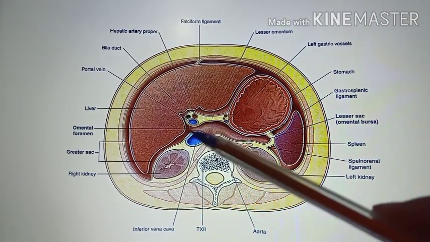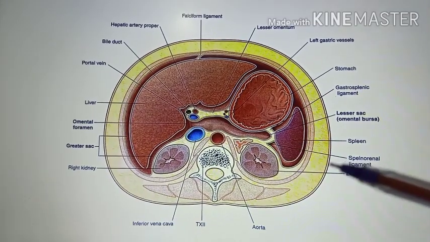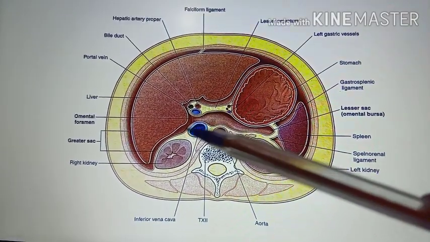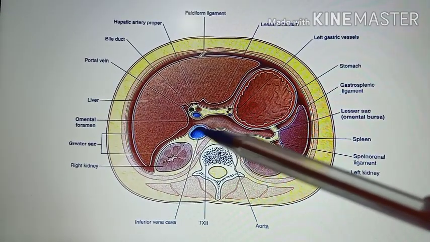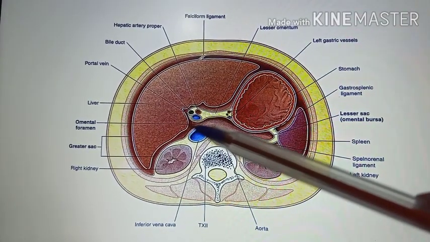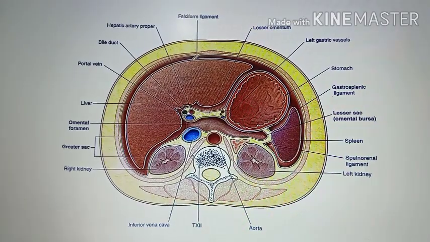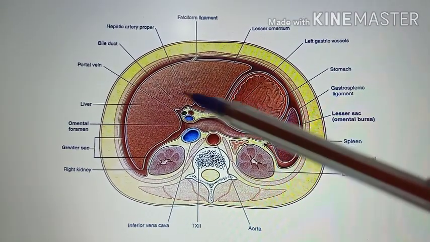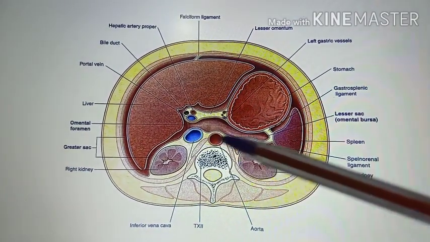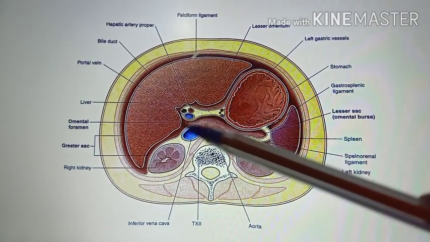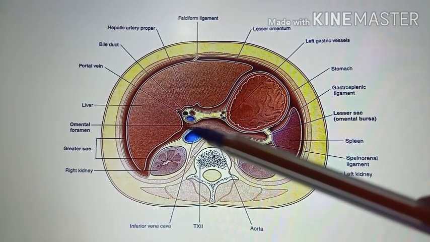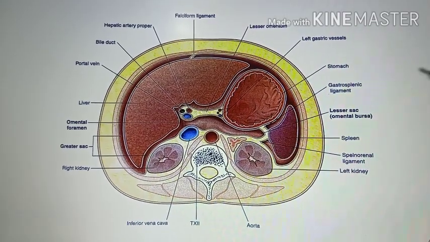Here they are communicating with each other, and that is by a foramen called the epiploic foramen, or else it is also called the foramen of Winslow, W-I-N-S-L-O-W. So the greater sac is communicating with this lesser sac by the epiploic foramen or foramen of Winslow.